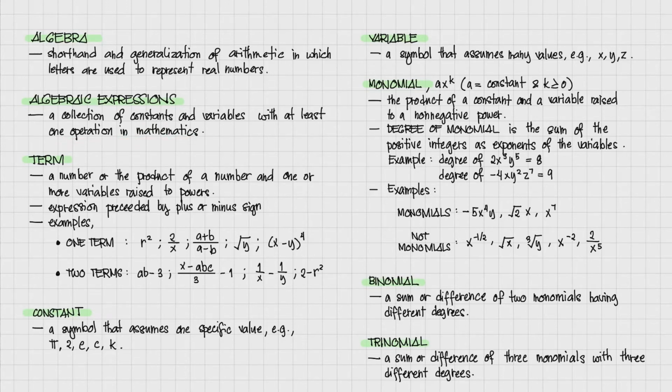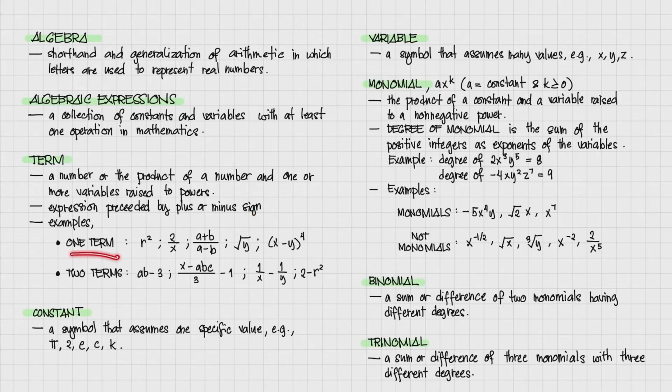So what are our variables? Our variables, these are the letters. So you can have Roman letters or Arabic letters or Greek letters representing your variables. And then you have your constants, which are written with real numbers. What about terms? A term is just a number or a product of a number and one or more variables raised to powers, an expression preceded by a plus or minus sign.